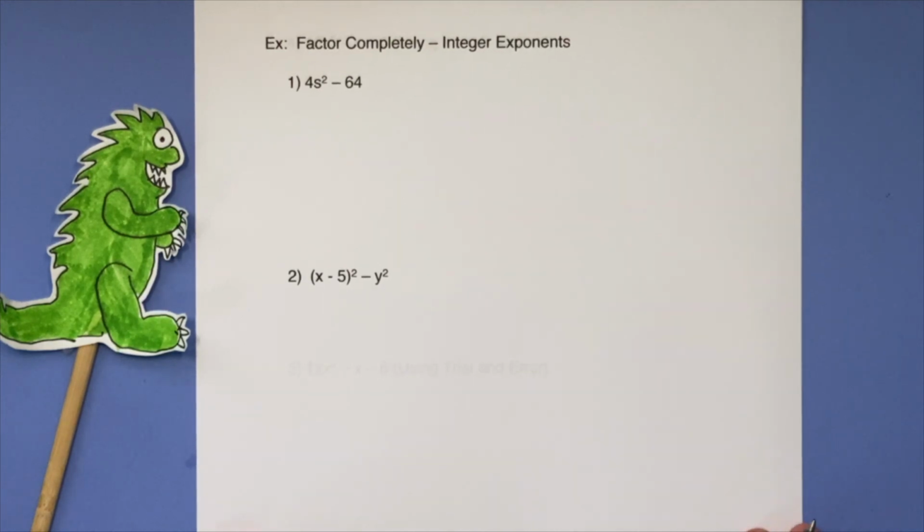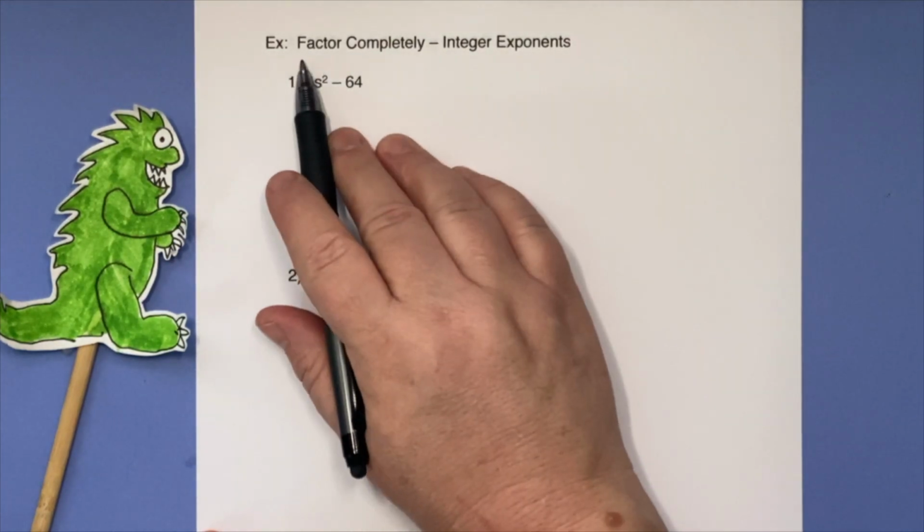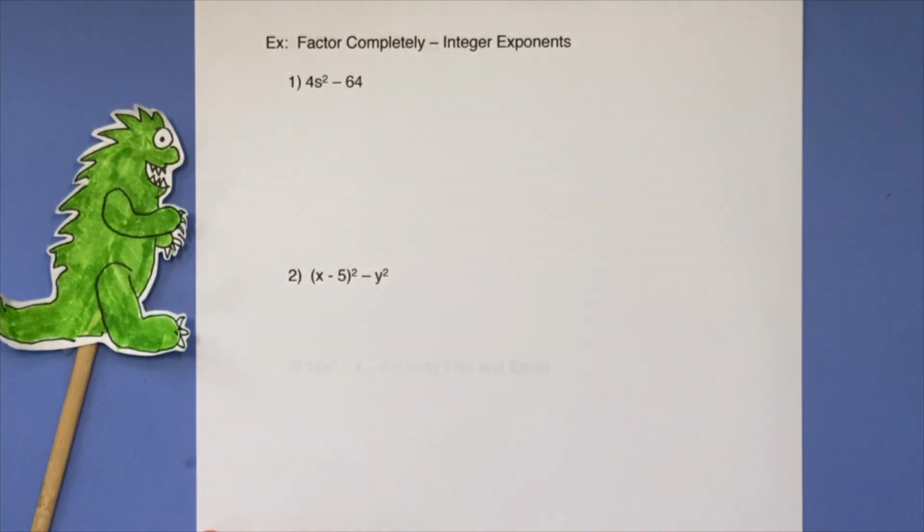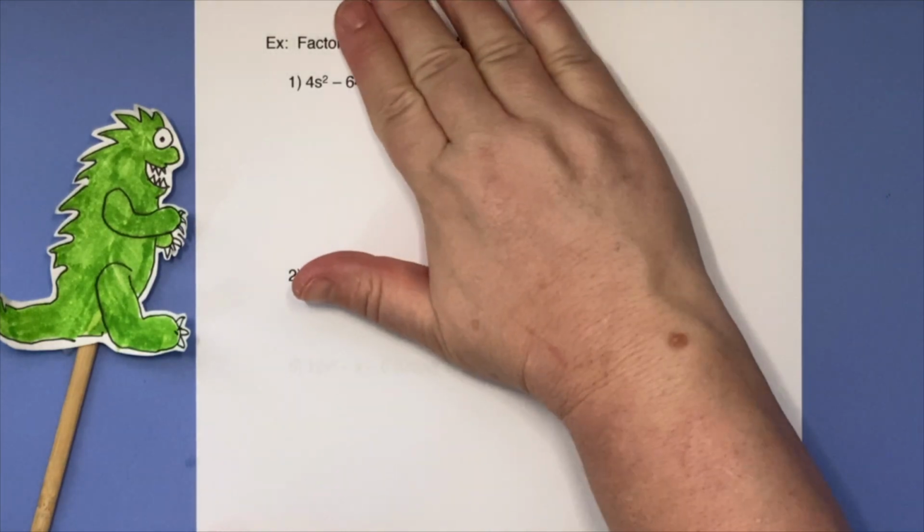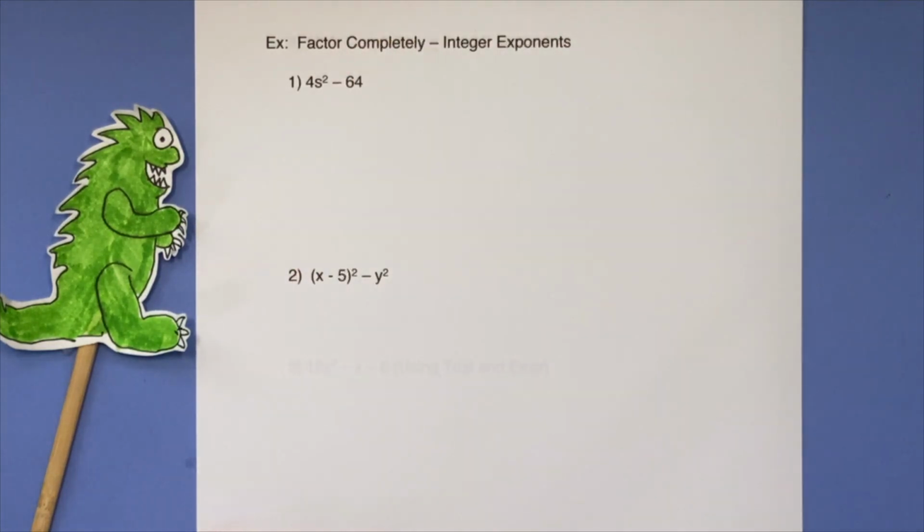So usually the instructions will be to factor completely. Sometimes you'll just see the word factor. It means the same thing. You have to factor it completely. Don't stop till you're done.